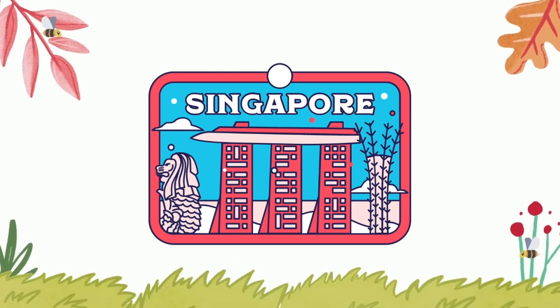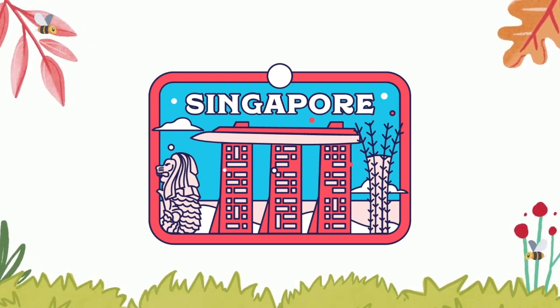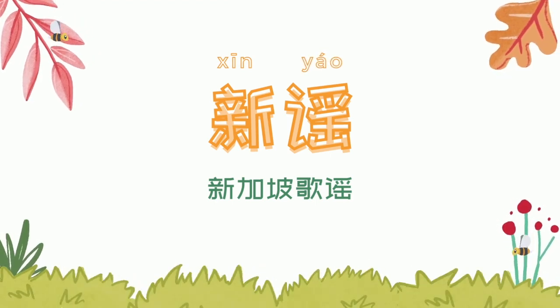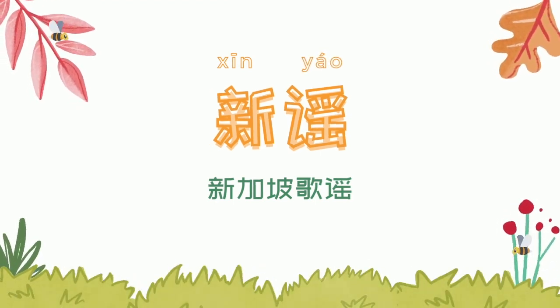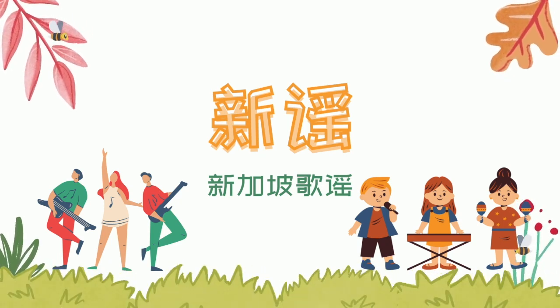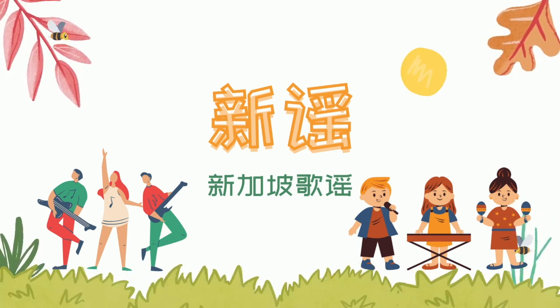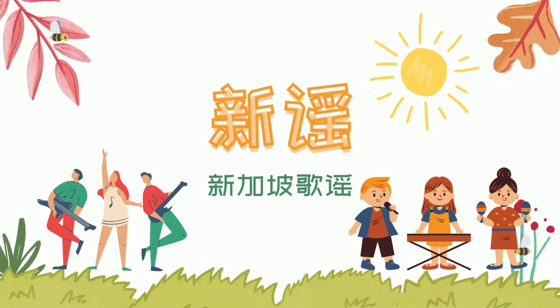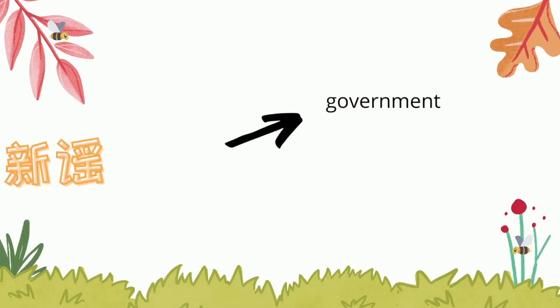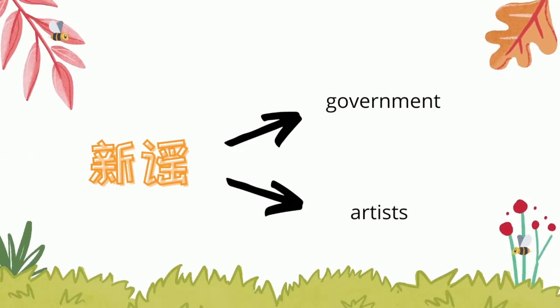Now that we've learned a little bit about what makes Chinese music, let's look at it in the context of Singapore. Here in Singapore, there is a special genre of Chinese music called 新谣, which is short for 新加坡歌谣. 新谣 is incredibly prominent in Singapore as it creates a space for artists to compose music about their dreams and ambitions within the context of this sunny little island. Because of this, 新谣 is incredibly important not only to artists but to the government as well.